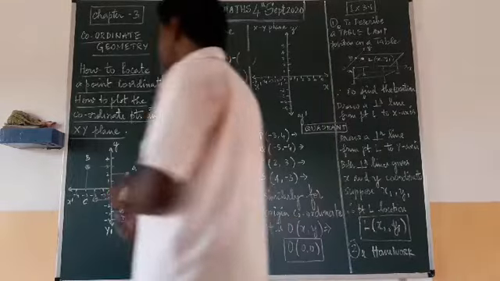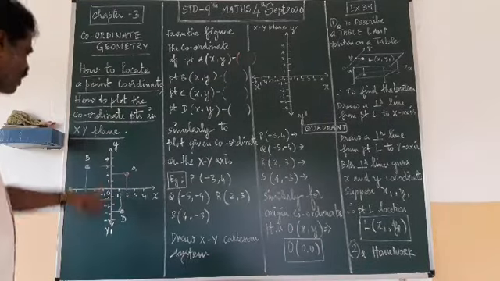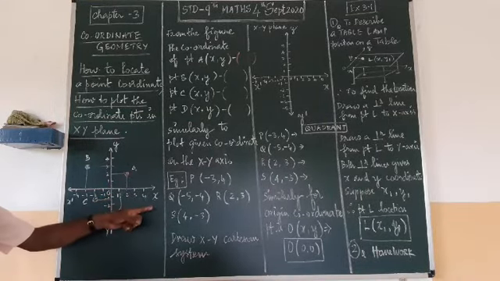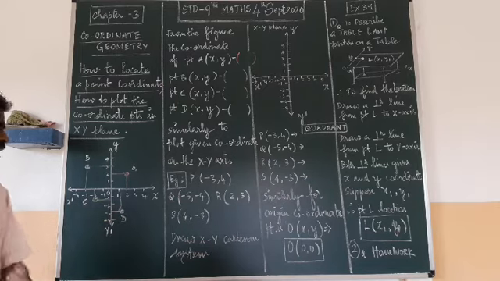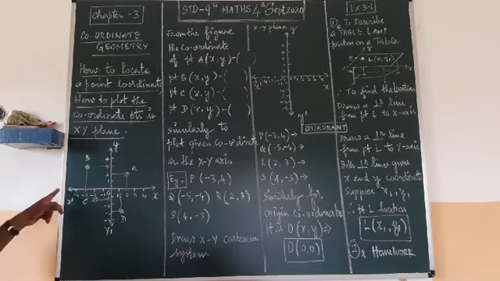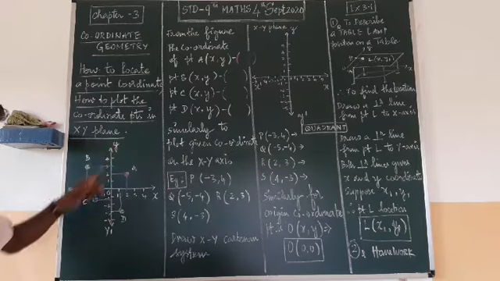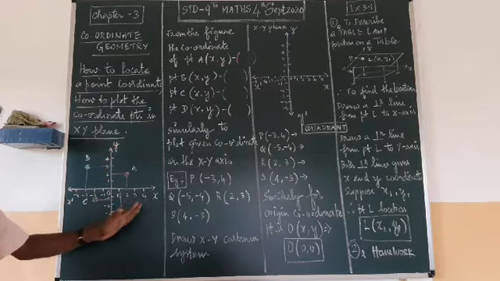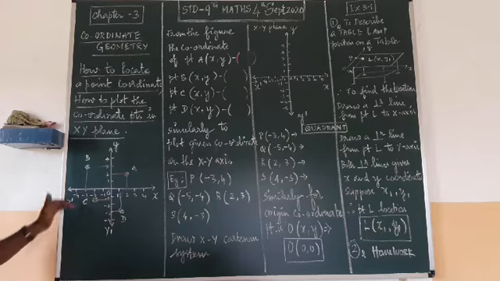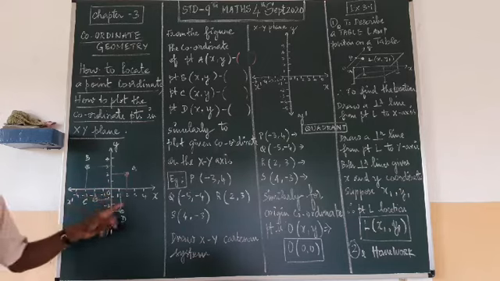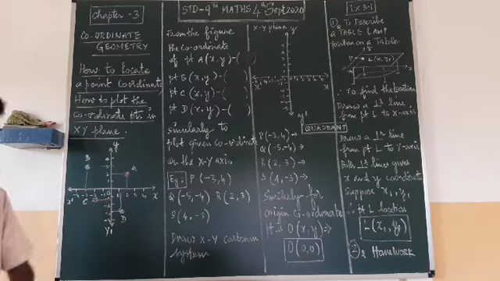I have taken one xy plane, x-axis, y-axis. Another name for the x-axis is abscissa and for the y-axis is ordinate, as we taught yesterday. Here I have drawn one graph: x-axis, x dash, y-axis, y dash. Positive numbers and negative numbers are marked, and both lines intersect at 0, which is the origin.